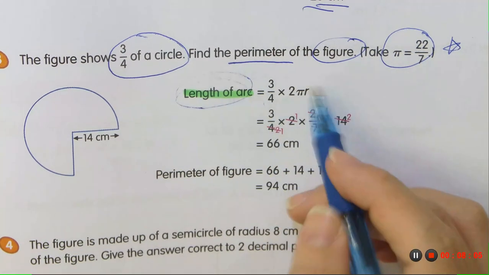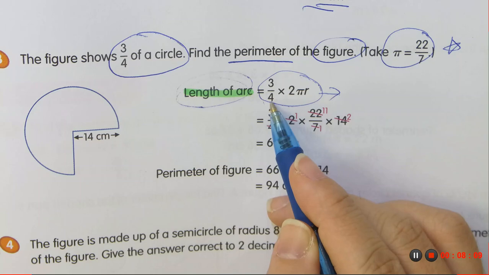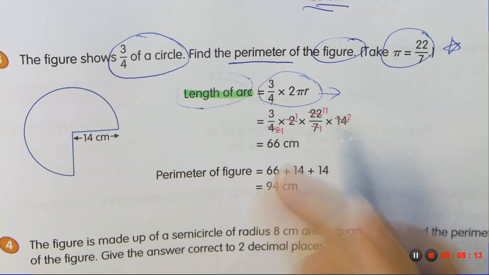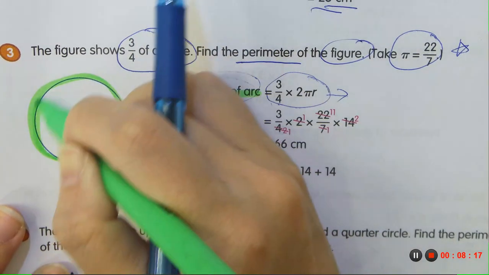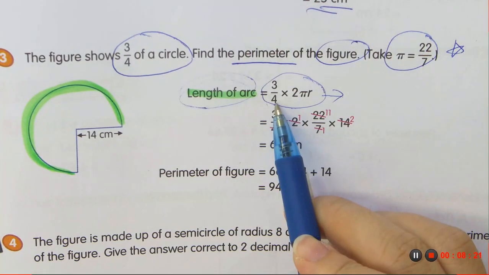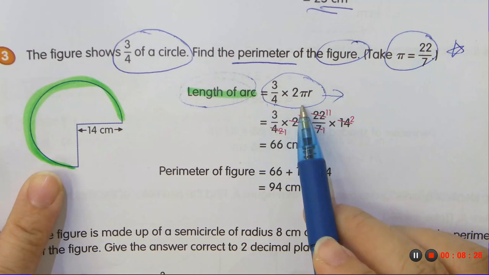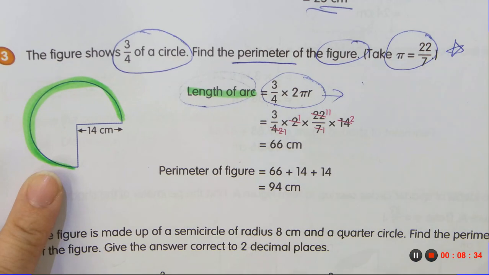So are you telling me that this equation here is for finding the length of the arc? Yes. So what is 3/4? Why must I use 3/4? Because the figure is 3/4 of a circle. What is 2 pi r? Circumference of the circle. So 3/4 of the circumference of the circle will give you the length of the arc.